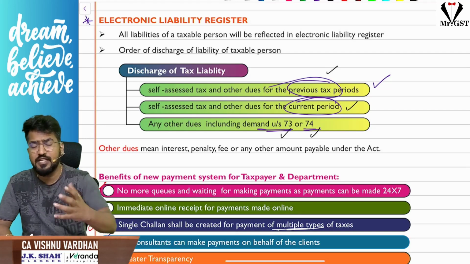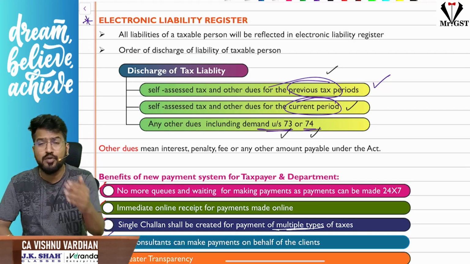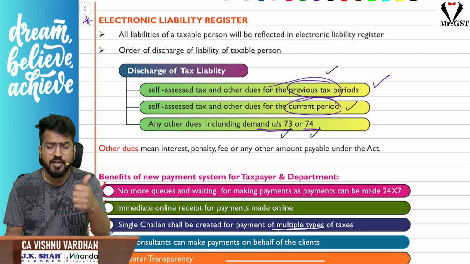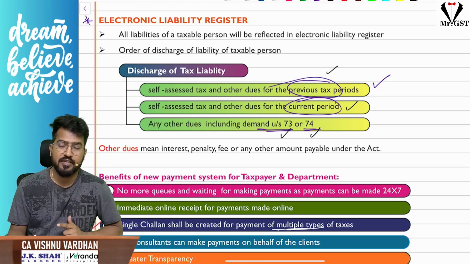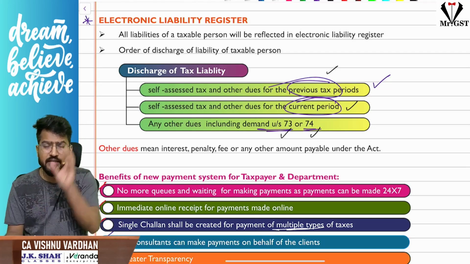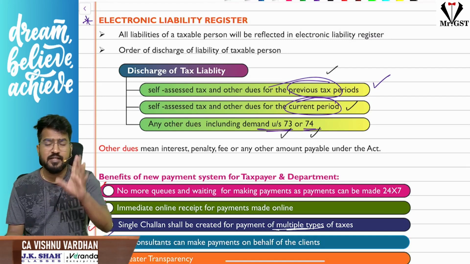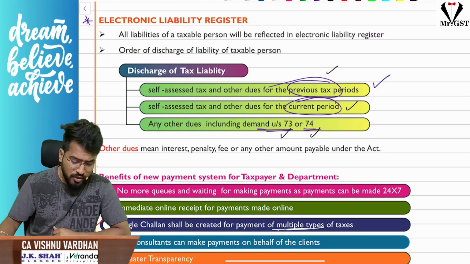That means if there is any demand notice under section 73 or 74, you cannot discharge those liabilities without discharging your previous tax period liabilities. For example, without discharging Jan month liability, you cannot discharge Feb month liability. Without discharging all the till date tax liabilities dues, you cannot discharge any liability which is given as demand under section 73 or 74. That is with respect to e-liability register.